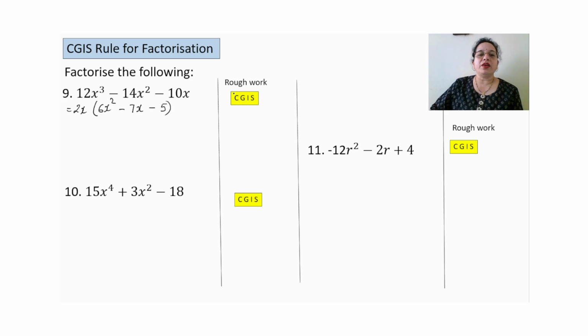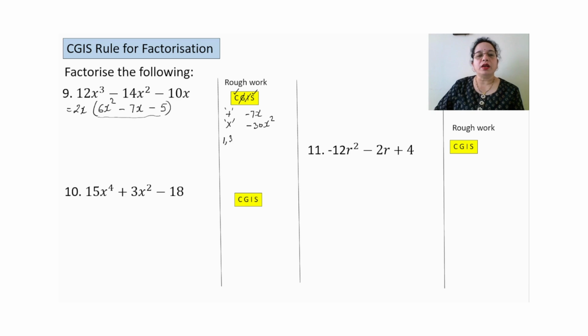So first thing we have taken common. Now grouping is not possible over here. Identity, again you cannot use identity. Now we will go for splitting the middle term. I am just talking about this bracket number 1. So when you add this, you should get the middle term minus 7x. When you multiply this, you should get the product of the first and the last term, that is minus 30x square.